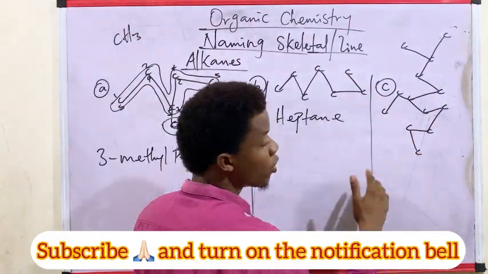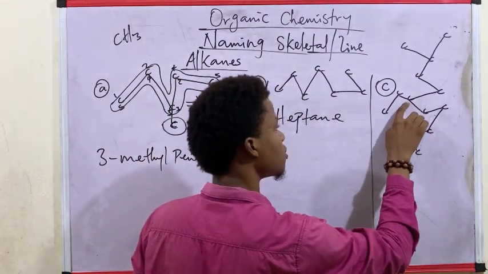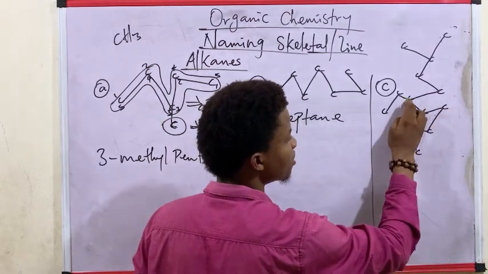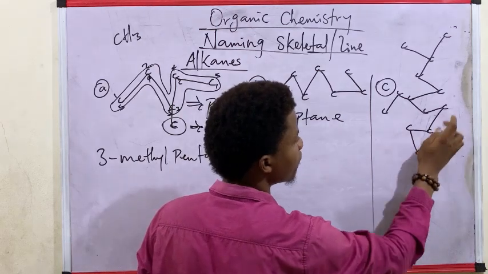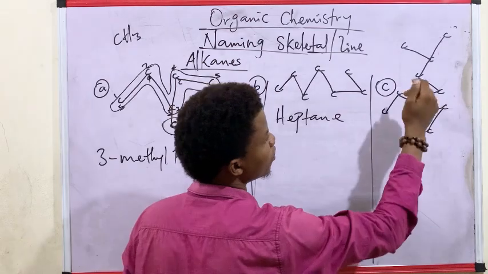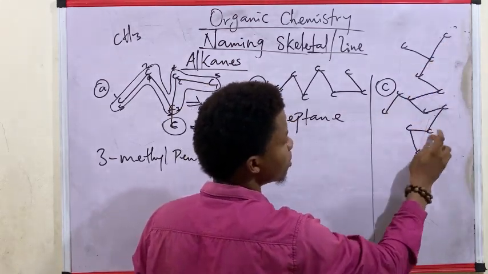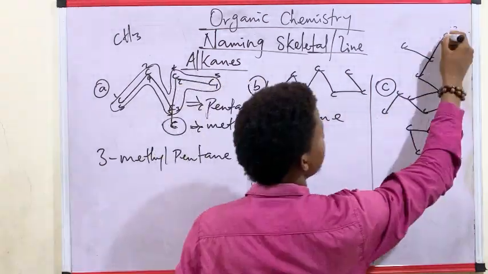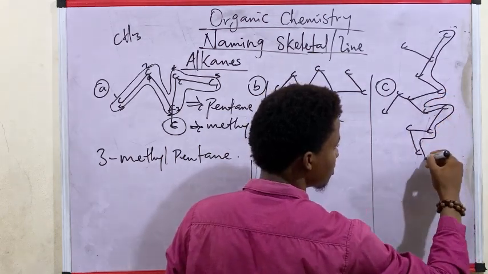1, 2, the longest. 1, 2, 3, 4, 5, 6, 7, 8. No, cannot be the longest. 1, 2, 3, 4, 5, 6, 7, 8, 9, 10. So that gives us 10. 1, 2, 3, 4, 5, 6, 7. No. 1, 2, 3, 4, 5, 6, 7, 8, 9, 10. So it is 10. So the longest we can get is 10. And we got it from these guys.